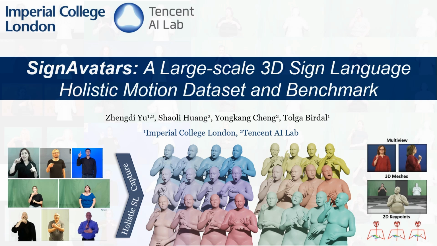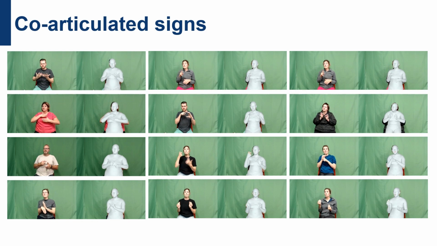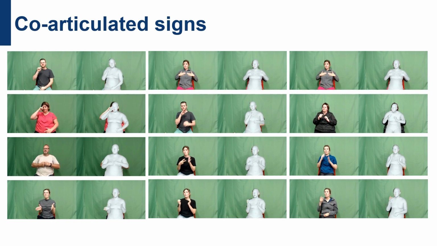In this paper, we present SignAvatars, the first large-scale multi-prompt 3D sign language motion dataset with SMPL-X mesh annotations. Our dataset is designed to bridge the communication gap for hearing-impaired individuals. Here are some examples of the continuous signs in our dataset.